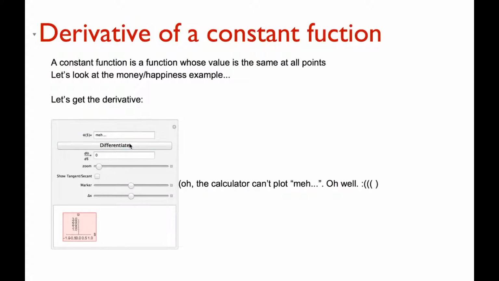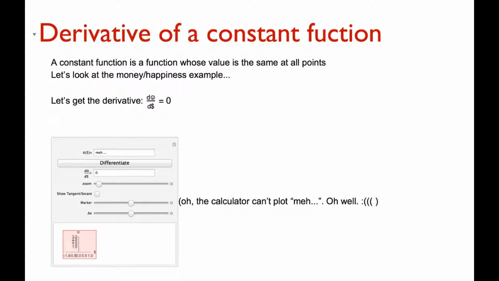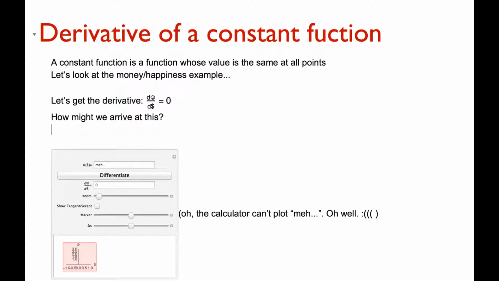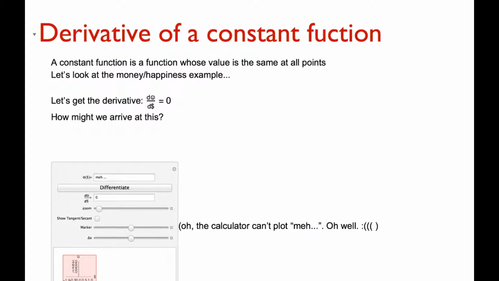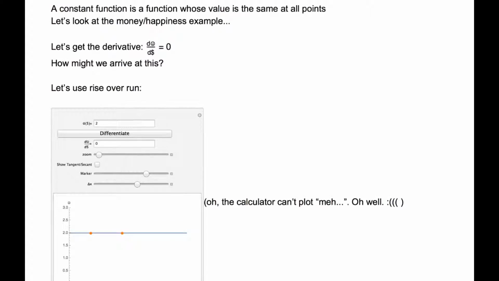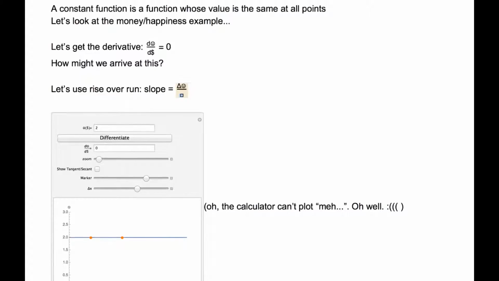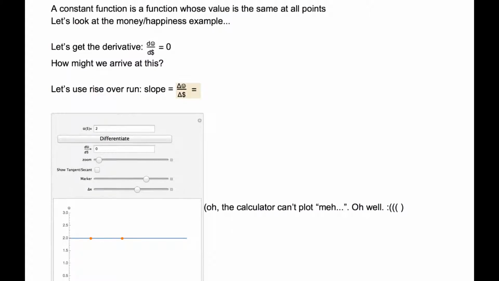We're going to press our differentiate button, and we're going to get the derivative equals 0. And how might we arrive at this from an algebraic standpoint? Well, let's use the rise over run technique that we used before. We're going to replace meh with 2 just so you can see it on the graph. So the slope is going to be equal to the delta of smiley face over the delta of dollars. Our numerator is going to be 2 minus 2, which is 0. So the slope is going to be 0.